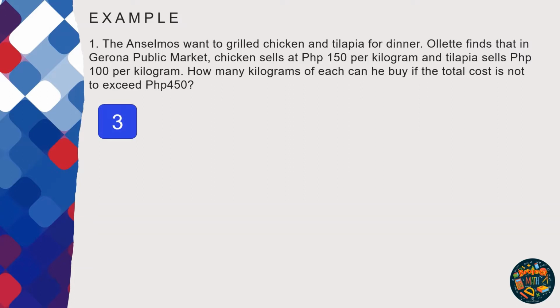Let us now write the system of inequality. So we have 150x plus 100y is less than or equal to 450. 150 is the cost of chicken, x is the number of kilograms of chicken, then plus 100 is the cost of tilapia, and y is the number of kilograms of tilapia. The words not to exceed represent the symbol less than or equal to. Then we have 450.